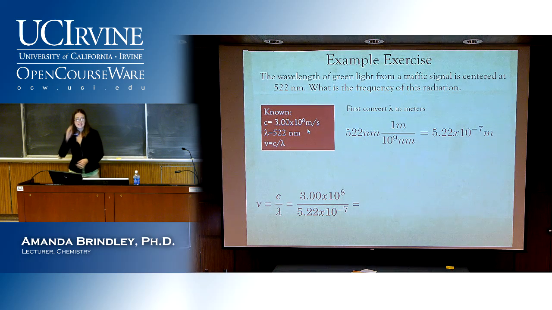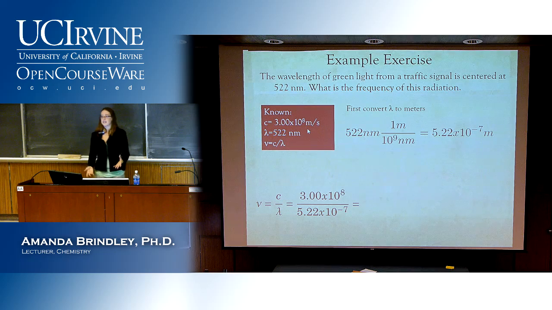So we divide by 10 to the 9th. Some of you might say, well, can I multiply by 10 to the negative 9th? I thought that's how I did it. You can do that too. Either way is fine, whatever way you prefer. And so we get 5.22 times 10 to the negative 7th meters. At which point, now we have meters per second and meters, and we can fill into here.